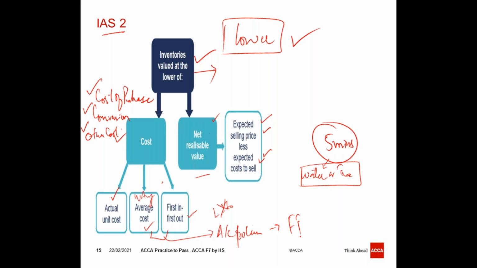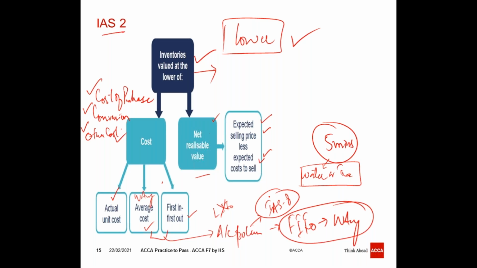If you want to switch from FIFO to weighted average or weighted average to FIFO, then it means that you are going to change your policy. And whenever we make a change in the accounting policy, it should be accounted for under IAS 8. A change in accounting policy should be applied retrospectively under IAS 8. So again, I'm repeating this point. Whenever there is a change in estimate, then it will be applied prospectively. But when there is a change in policy, then it will be applied retrospectively.